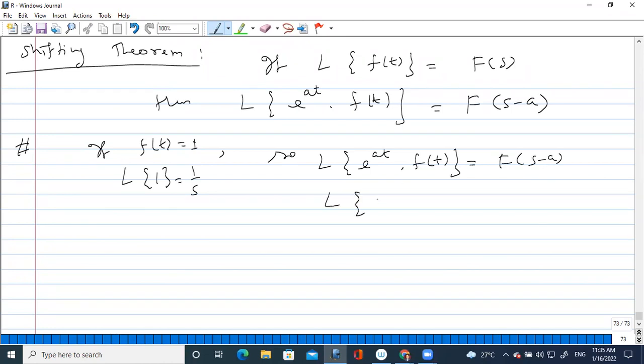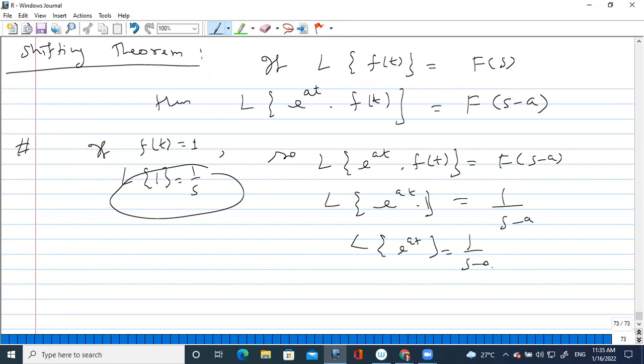Okay, now because your f(t) is 1, Laplace of e to the power at will be, you can say, this is into 1, so that will be 1 by s. We already know this. So 1 by s, in that you put s minus a, and that is true. Laplace of e to the power at, already we have proved that it is 1 by s minus a. So like this the theorem is true.